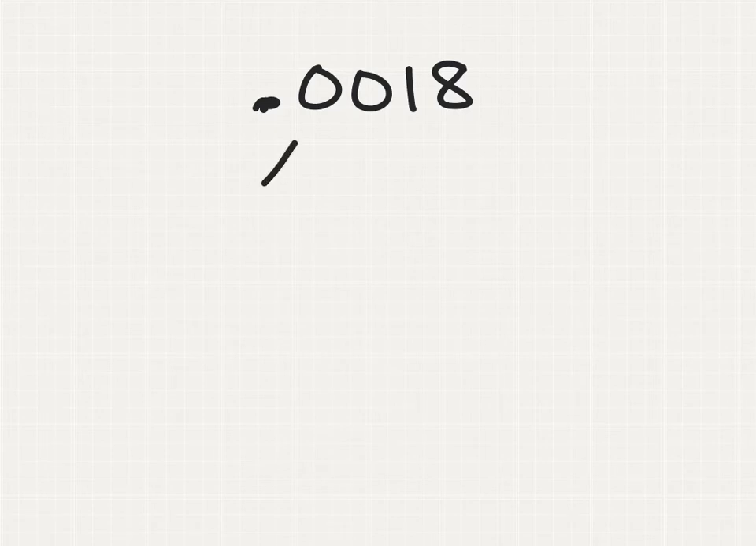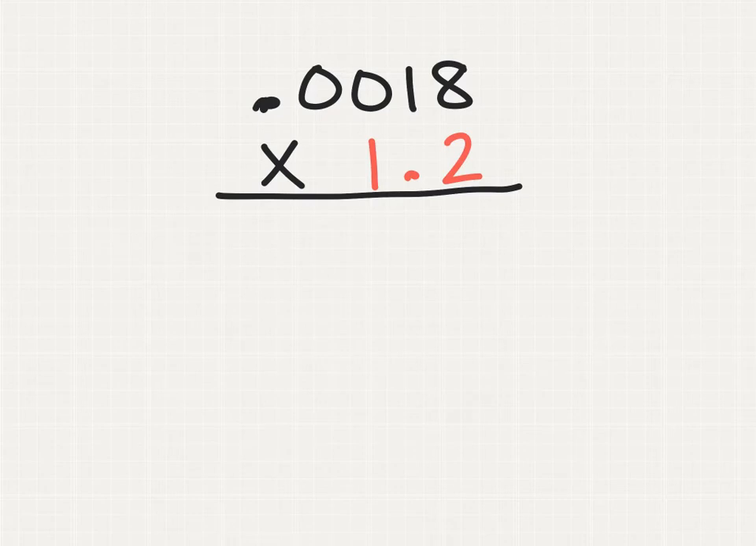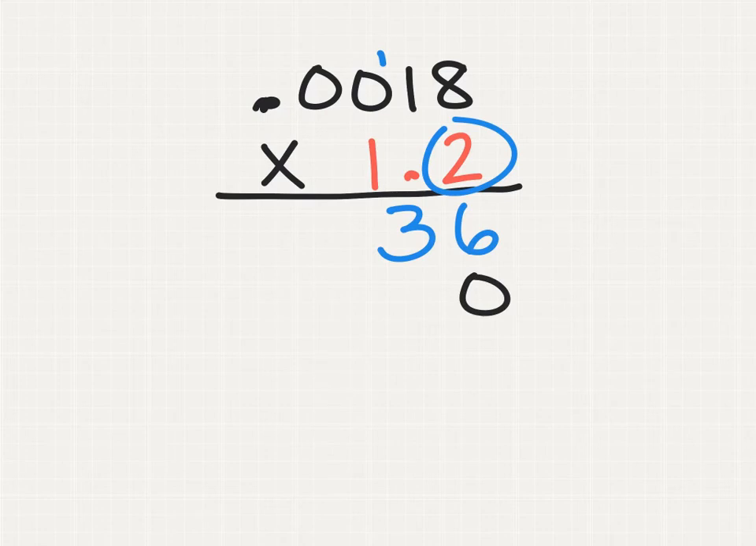Now let's try a somewhat unusual example. What if I had the decimal 0.0018, or 18 10,000ths, and I were multiplying this times 1.2. Once again, I'm going to multiply as I always have. First with the 2. 2 times 8 is 16. 2 times 1 is 2, plus the 1 is 3. Well, 2 times 0 is 0, so there's no point in me multiplying there. So I'm going to move to here and put the placeholder.